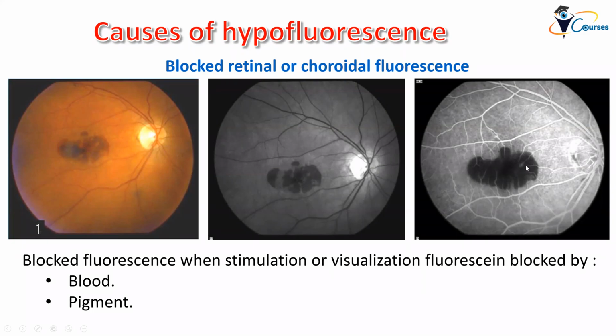And also you can see here the presence of hemorrhage, which is blocking the fluorescence by this lesion, which can be either pigment or blood. You need to refer to the colored photo in order to differentiate.